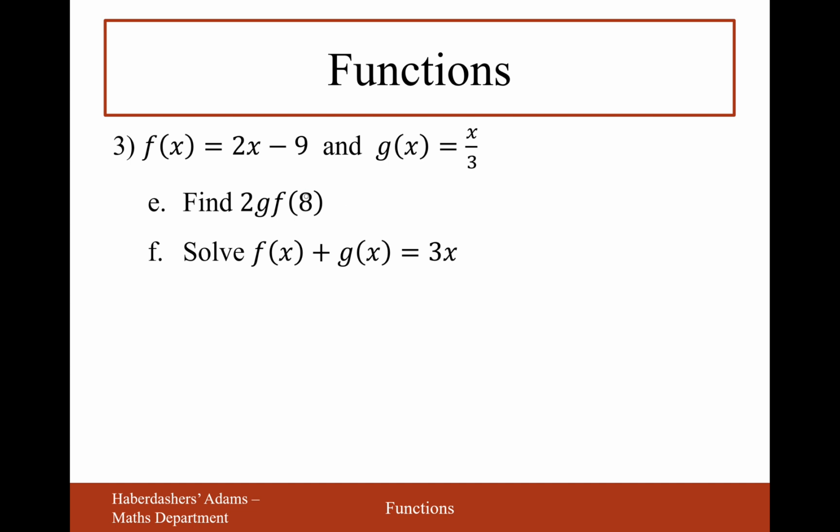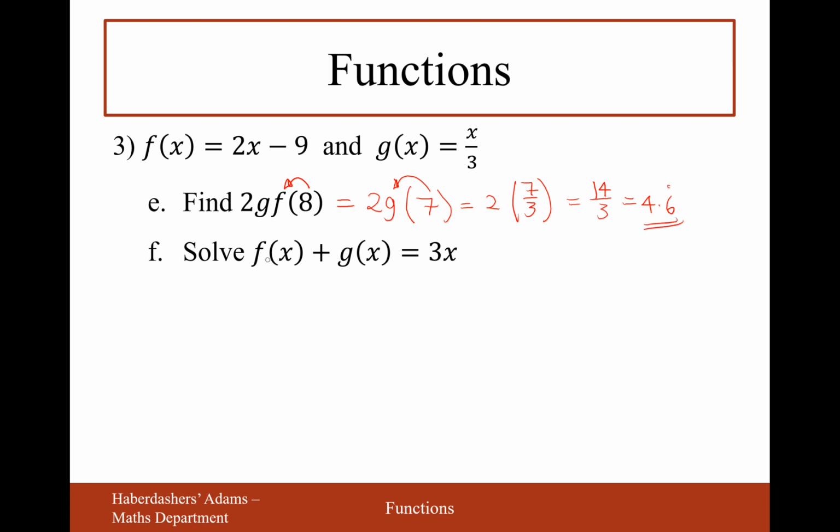Okay, for question E, you do the thing inside the bracket first and then we'll multiply by 2 afterwards. So we'll put 8 into the f function first. We'll leave the 2 there, we'll leave the g there, and now let's put 8 into the f function. So that'll be 16 minus 9, which is 7. Then we'll put 7 into the g function. Now that's not going to be very easy, is it? Let's just write that as 7 over 3. And then we're going to do 2 times 7 over 3, which is going to give you 14 over 3, or in other words, 4.6 recurring.